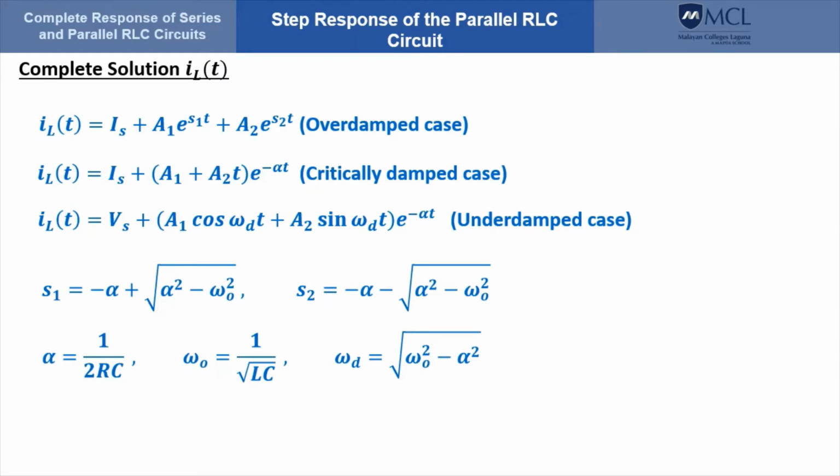The complete solution for the current through the inductance will also fall under three cases. For the overdamped case, this will be the complete solution. For the critically damped case, this will be the solution. And for the underdamped case, this will be the solution, where the values for S1, S2, alpha, and omega naught, not including omega d, are given by these expressions.